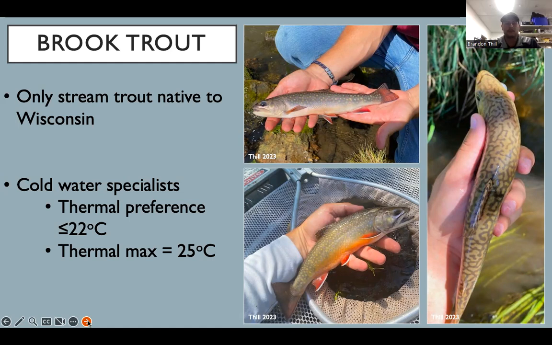So being cold water specialists, brook trout have what's called a thermal preference and a thermal max. That preference is sitting around 22 degrees Celsius. And as stream temperatures begin to rise and get towards that 22 degrees Celsius mark, some stressors might start to take place on the brook trout. Essentially, they're not going to want to be there anymore. But once we get to that thermal max around 25, then we start talking about major stressors and possibly even things like mortality occurring within populations.